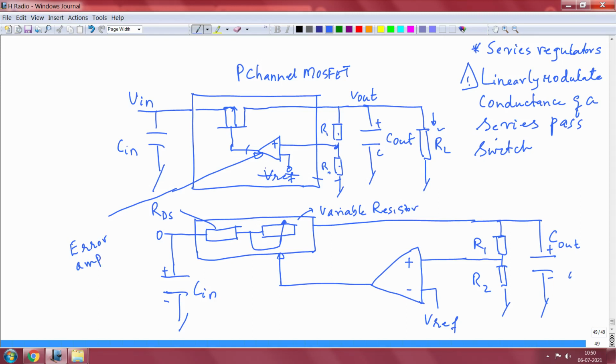This error amplifier will modulate the gate voltage and open the gate wider. When the gate voltage changes, the current drawn will increase. Now, whether to increase or decrease the gate voltage will depend on whether it is a P channel MOSFET or not. Do not worry about it; there is a change, you have to change the conductance of the transistor.